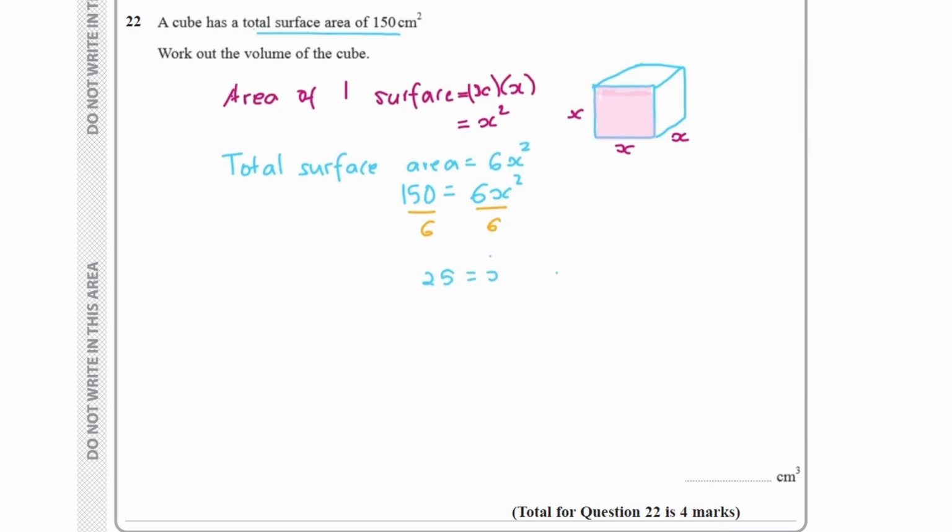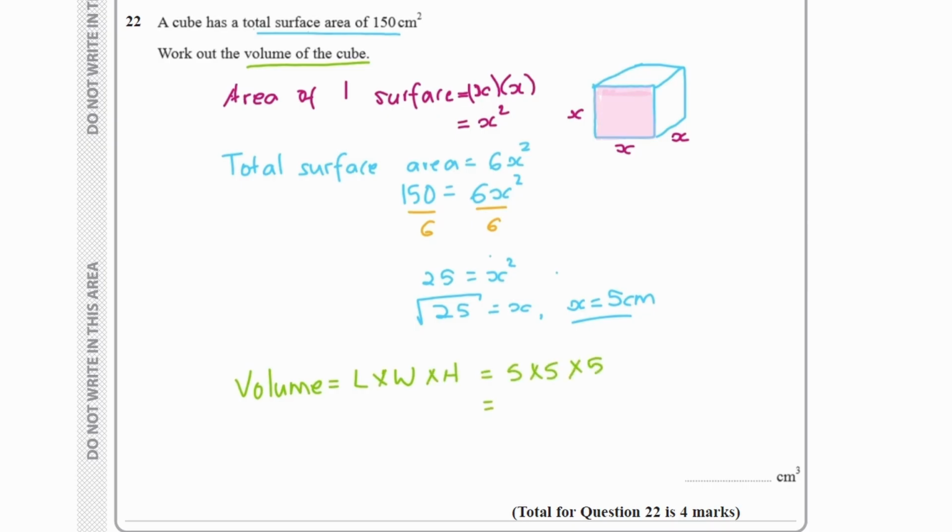150 divided by 6 is 25, so 25 is equal to x squared, which means that x would be equal to the root of 25. Therefore, x is equal to 5 centimeters. So in order to find the volume, we would just multiply the length times the width times the height, which would just be 5 times 5 times 5, which is the same as 5 cubed, and that gives us 125 centimeters cubed.